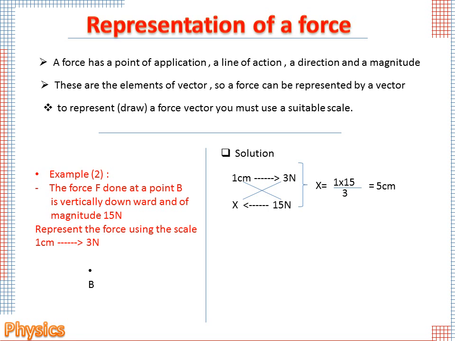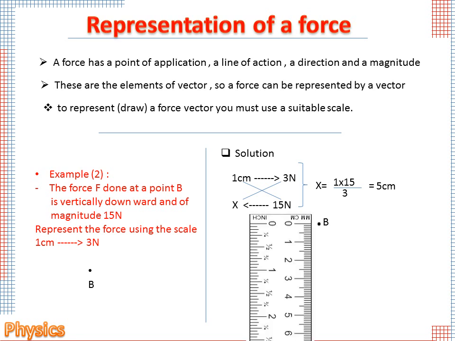Then the force is represented by 5 centimeter. At point B, the force is vertically downward. We have to draw the force vertically downward and represented by 5 centimeter. We can draw it using the ruler.